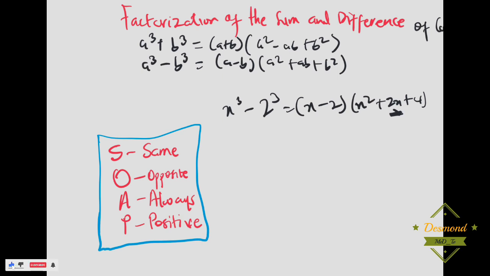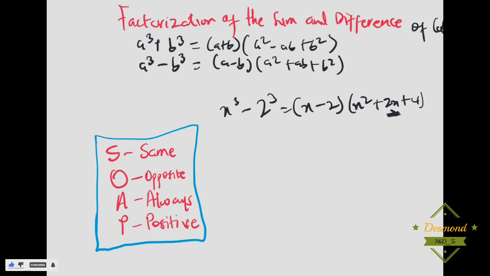Let me go over it again. The sign of the first two is the same as the sign between x cubed minus 2 cubed. The sign of the 2x term is opposite the sign between x cubed minus 2 cubed. And the sign of the last term, which is 4, is always positive.